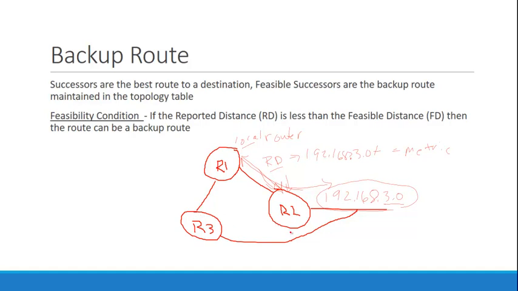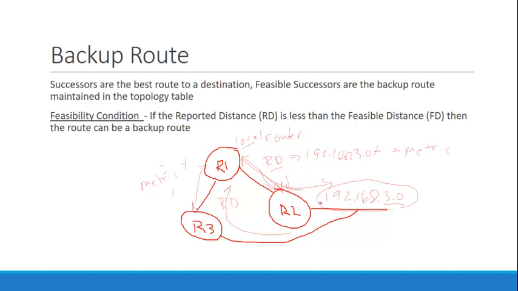R3 will do the same thing. It'll say, hey R1, here's my reported distance to the 192.168.3.0 network. R1 will add the distance from itself to R3 to that and come up with that metric in order to get to 192.168.3.0. At this point, we have two metrics, or two routes, that both have metrics to get to that 3.0 network. The lowest of those metrics is considered the feasible distance.